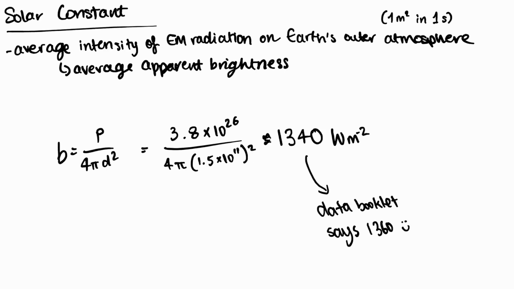The solar constant is the average intensity of electromagnetic radiation on the Earth's outer atmosphere, of 1 square meter in 1 second, and it's also equal to the average apparent brightness. So I'm going to draw a very quick diagram here of the sun, because we're going to work out the solar constant. So we've got the sun and we've got the earth here. I'm just going to fill that in because it's too small.